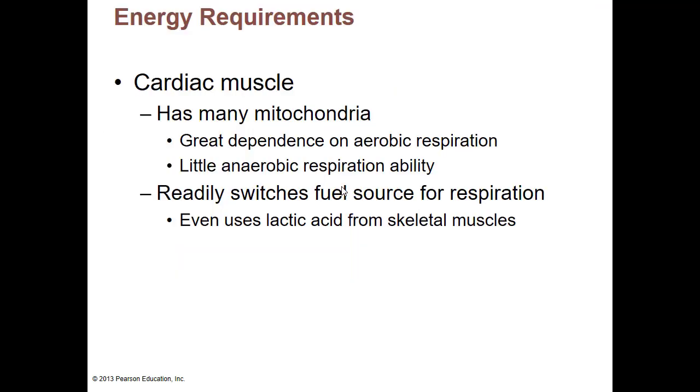Now, some energy requirements. It has lots and lots of mitochondria. 20 to 25% of the volume of the heart can be made up of mitochondria in the cells. And so it requires lots and lots of aerobic respiration to turn out lots and lots of ATP. The heart cannot contract anaerobically. Your skeletal muscles can contract anaerobically.